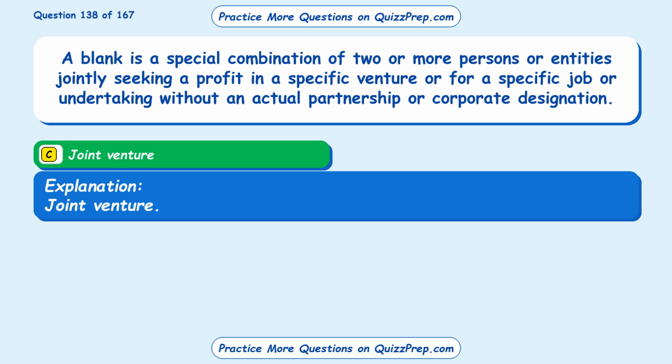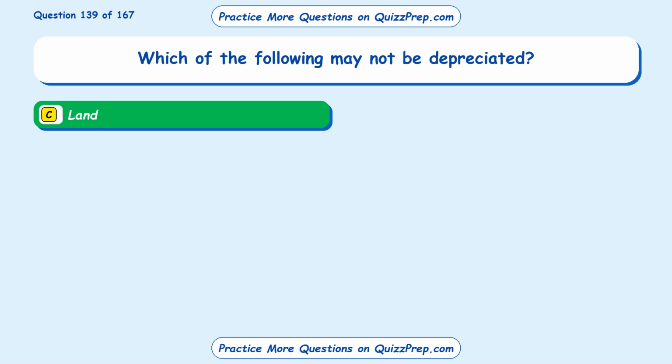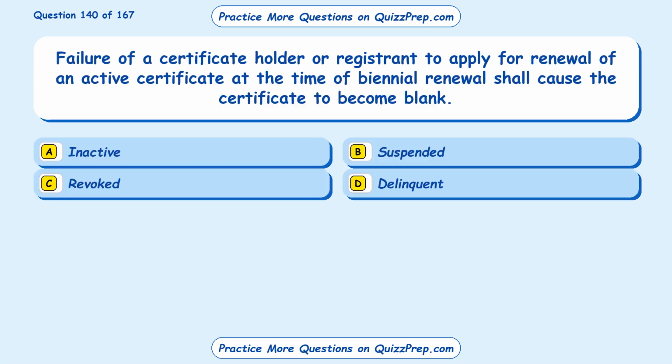Joint venture. Question 139. Which of the following may not be depreciated? Option A, construction equipment. Option B, office buildings. Option C, land. Option D, company vehicles. The correct answer is option C, land. Land. Question 140.